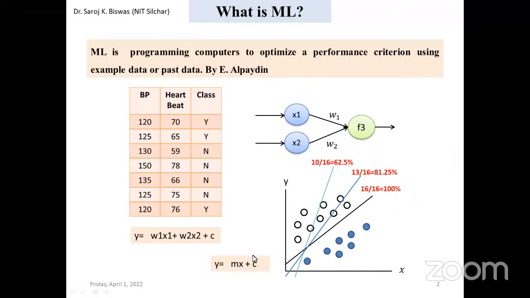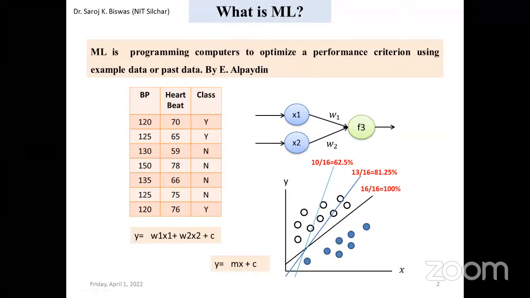Also we assume here that the problem is a linearly solvable problem, but most of the problems we solve using, say, neural networks are not linearly solvable problems. Here we have considered the problem as a linearly solvable problem. So what will be our objective here? If we can make a boundary line here, if we can make a linear discriminant function which represents this line, then we can say the problem is solved.